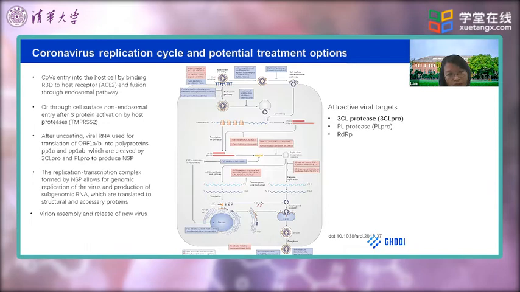These non-structural proteins then form the replication and transcription complex, which allows for the genomic replication of the virus and the production of subgenomic RNA, which is then translated into structural and accessory proteins. And then the virion will be assembled in the cell, and the new virus will be released from the host cell and begin another cycle.